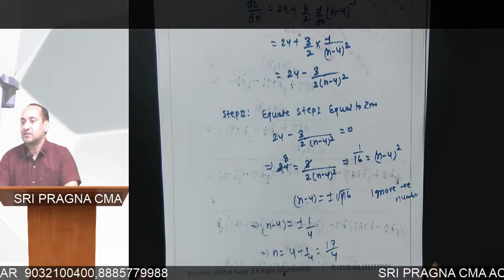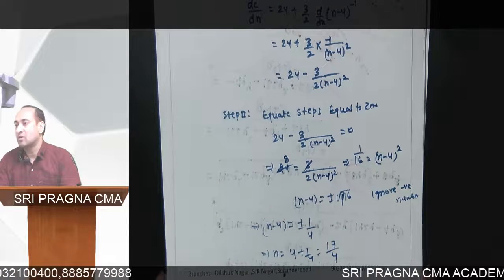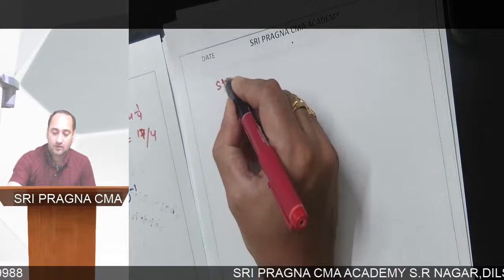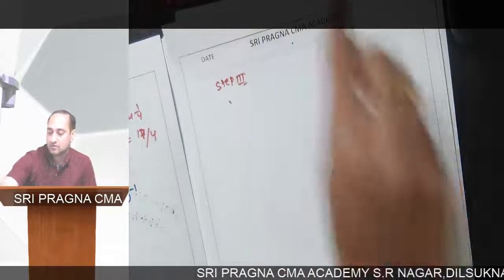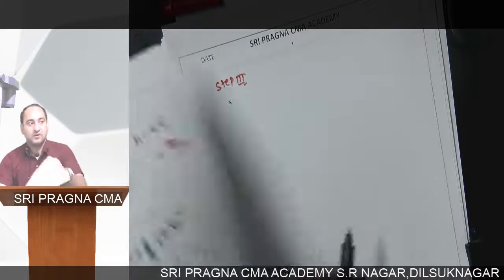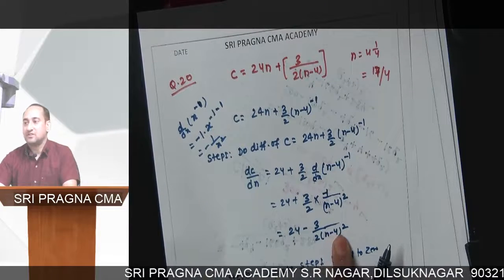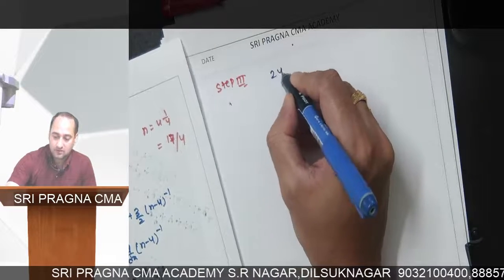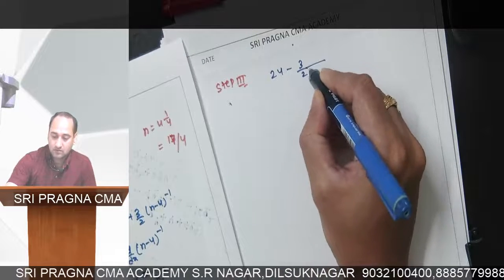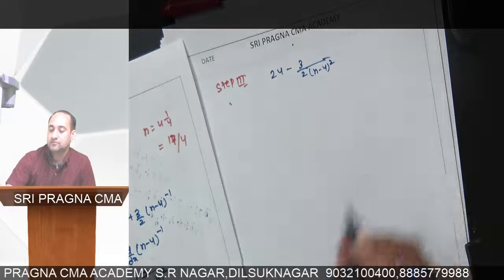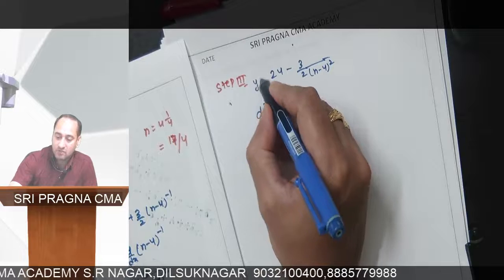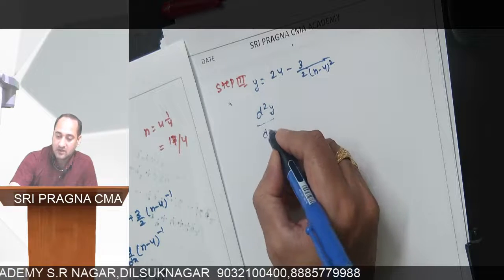No, we have to do step number 3 in order to justify whether the cost is minimum or not. So step number 3 for question number 20. I am taking this number, and from this number we will see whether the value is minimum or not. So let us do it. Let's call it y, d2y by dn square.